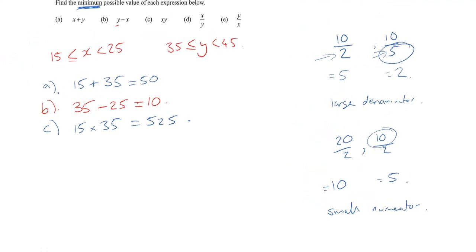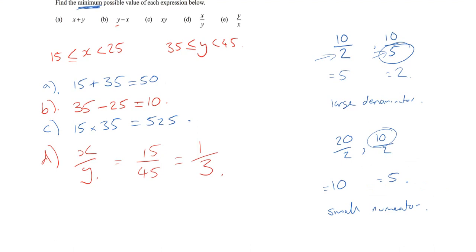Let's see if we can pick the correct answer here. So let's focus in on D. We're doing X over Y, and my previous work has told me I'm looking for the largest possible denominator. So I am thinking about Y being as large as possible. So that's going to be 45. That was my maximum there, look. And I want as small a numerator as possible. So my smallest numerator I can have for X is 15. Well, 15 divided by 45 is a third, and therefore that's going to be my minimum answer.